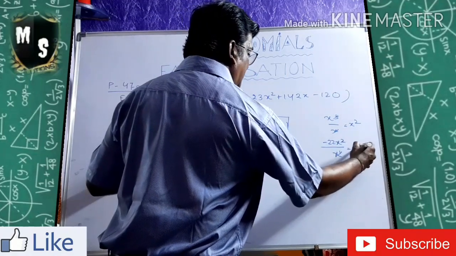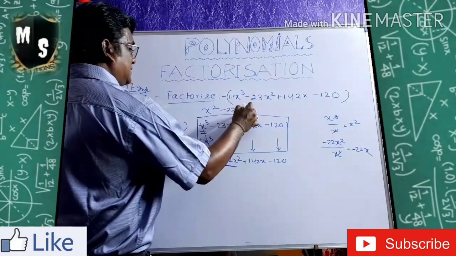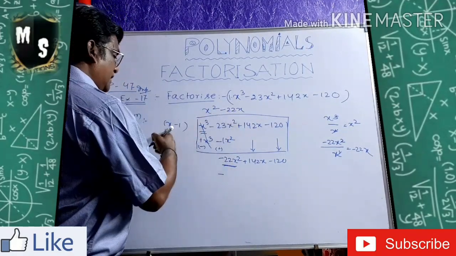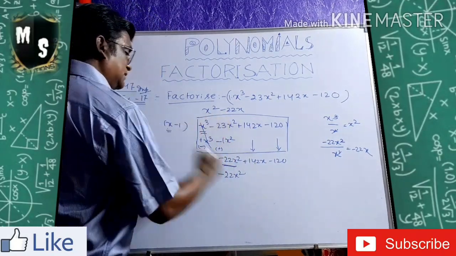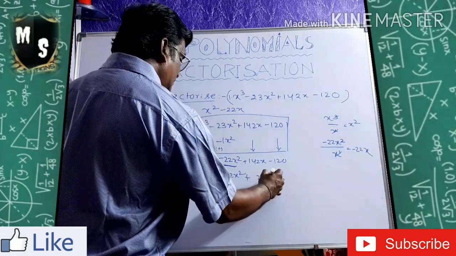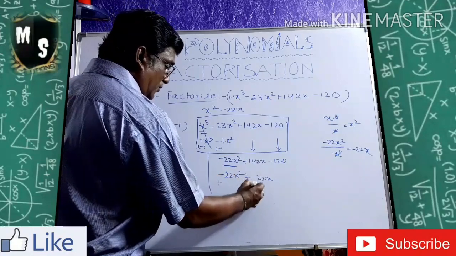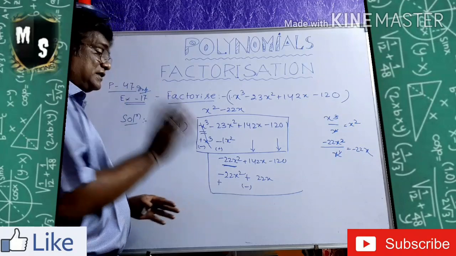Now it is minus 22x. Put it here, minus 22x. Now minus into plus, it is minus 22x into x, minus 22x square. Now it is minus into minus plus 22x into 1, plus 22x. Okay? Always put like terms with like terms and change the sign. Don't forget to change the sign because it is a subtraction. I already said it in my last video.